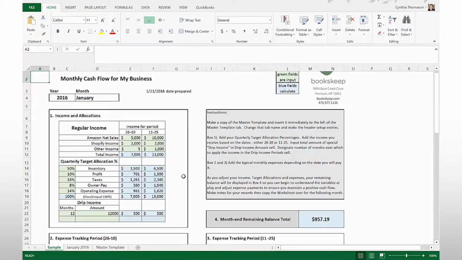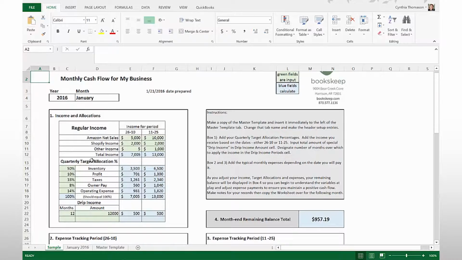So the first box, which we call the number 1 box here in your spreadsheet, is about income and allocations. This is where you're going to put the information about your sales from Amazon, any income that you may get from your Shopify account or any other e-commerce type activity. You may have commissions that come in from some affiliate program. You can include that in the other income. It's basically a place where all your income is recorded.